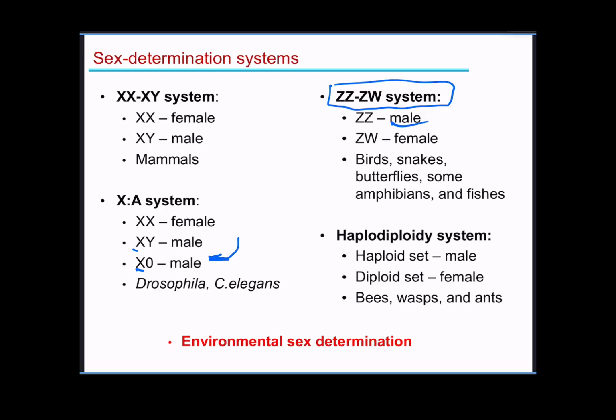When you think about it, in humans, it's the other way around. Males produce two kinds of gametes, right? Sperm with the X chromosome or sperm with the Y chromosome, whereas females always produce eggs with the X chromosome, because that's the only type of sex chromosome they have.